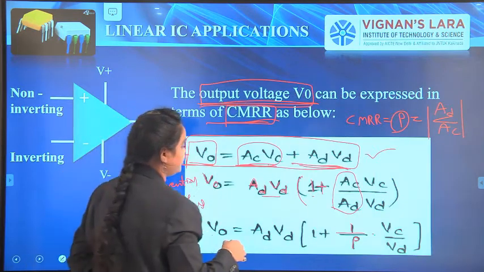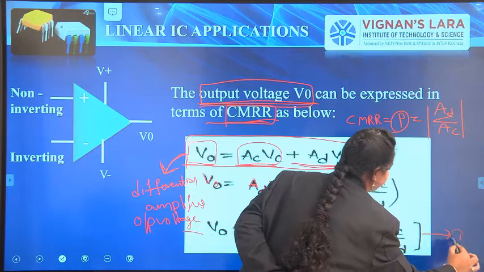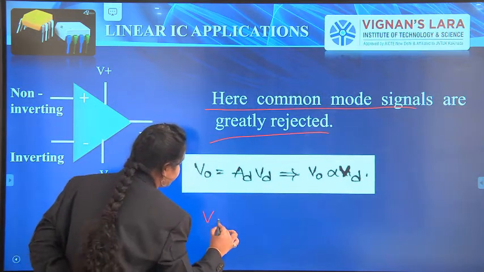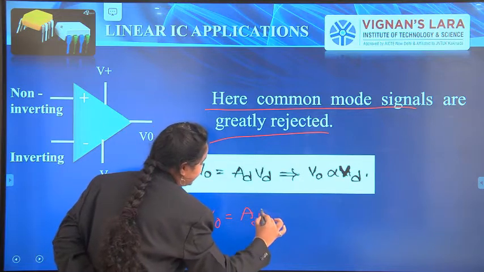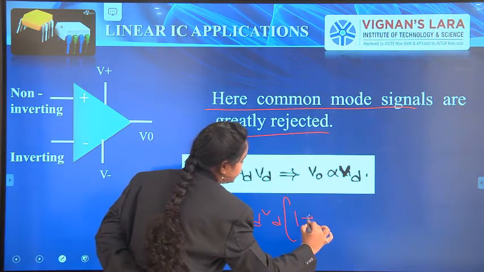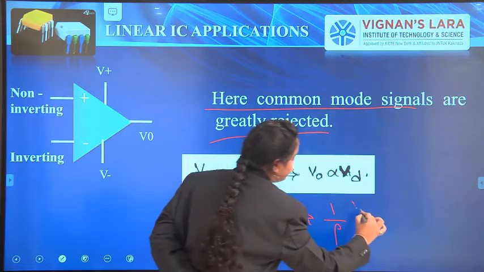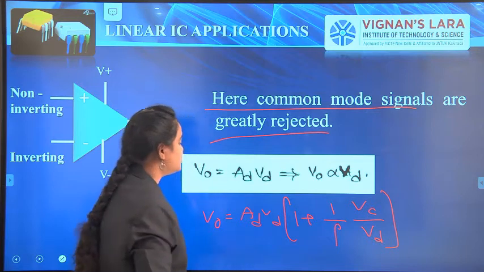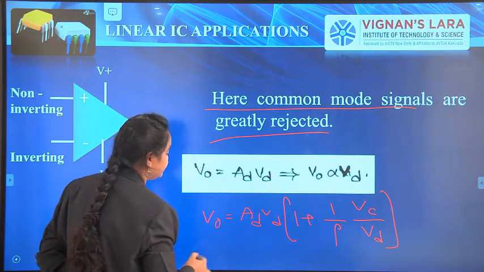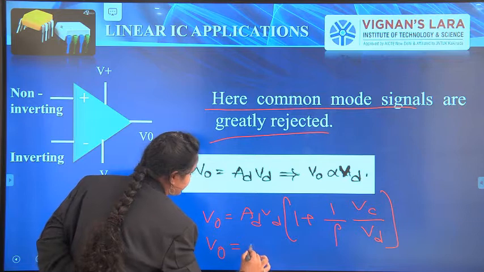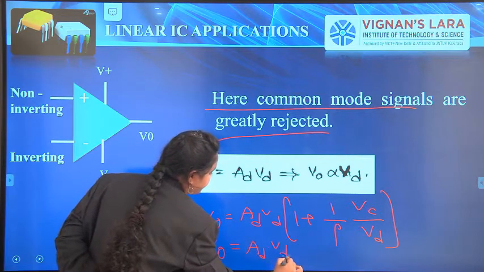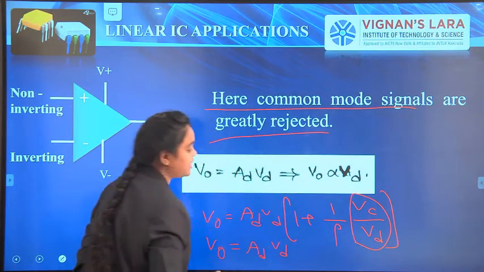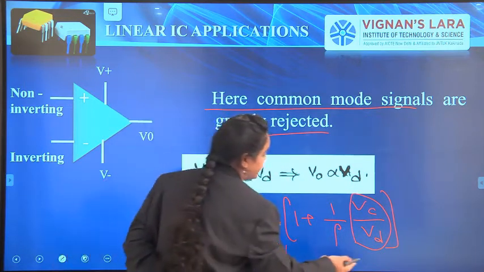From this equation, we can consider this equation as 1. From the first equation, what we can get? We can get V0 equals ADVD of 1 plus 1 by rho VC by VD. From this, we can write V0 equals AD into VD. Why? Because VC and VD are very small, so we can neglect VC.